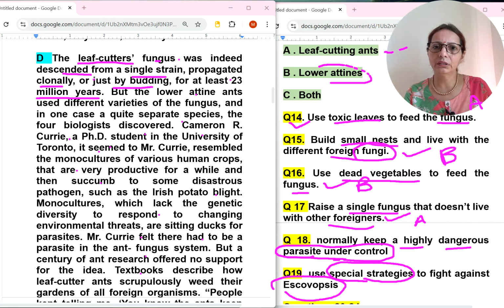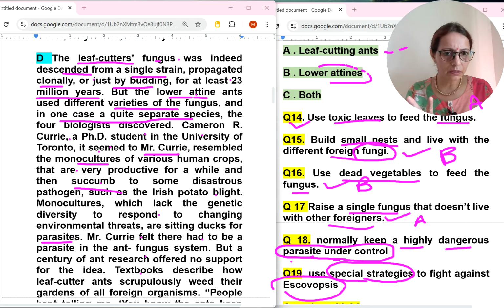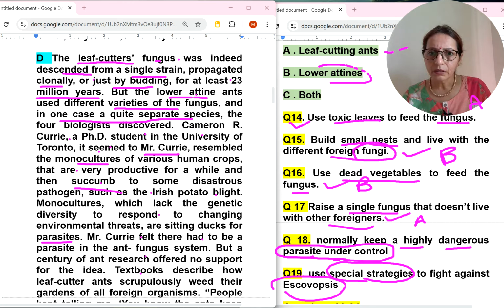Let's find these words. But the lower Attini ants use different varieties of fungus, in one case a quite separate species. Okay, so now Mr. Curie's word is here. Resemble the monocultures of various human crops that are productive for a while and come to some disastrous pathogen. Okay. The parasite word is here, see this. Okay, normally keep a highly dangerous parasite under control. Let's read it a little bit more.